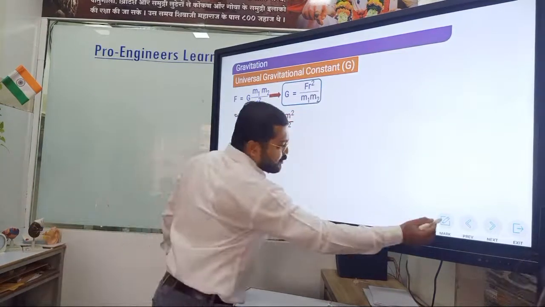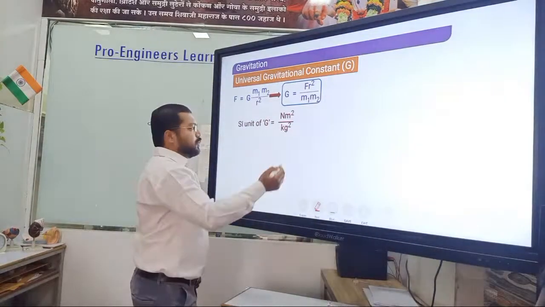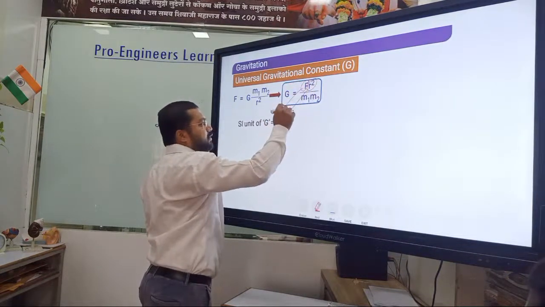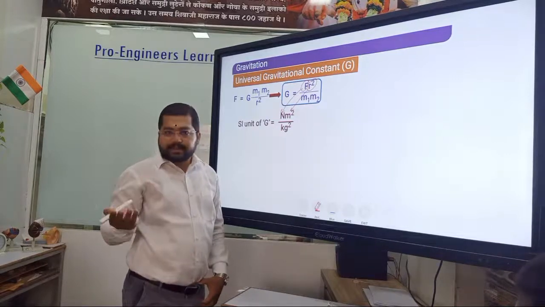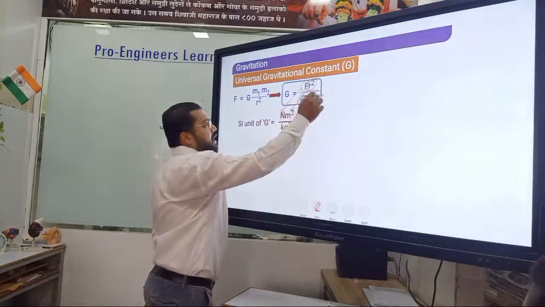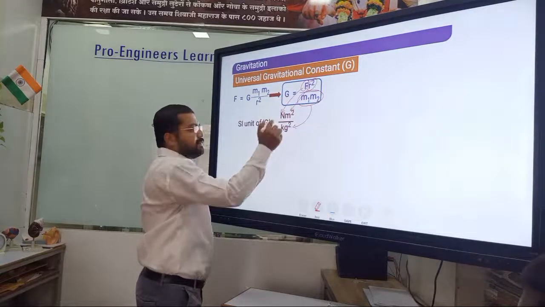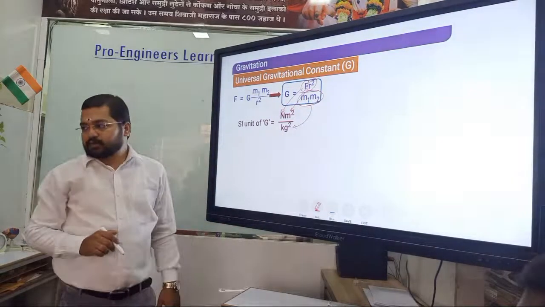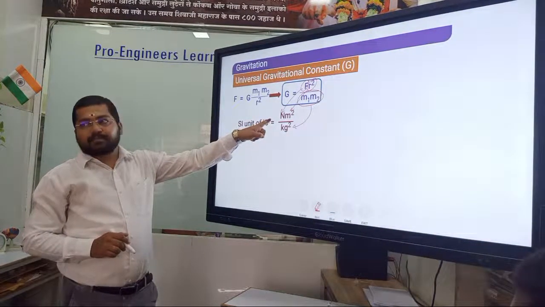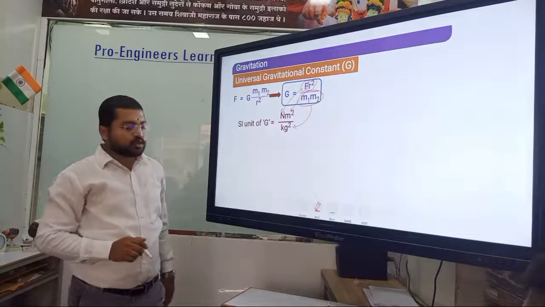Why so? Many students generally ask, sir, what is Nm square? So N is for force and m is for distance. Meter is for distance, and distance square, therefore meter square. And masses are measured in kg. So there are two masses, kg into kg became kg square. So the SI unit of capital G is Nm square, that is Newton meter square upon kg square.